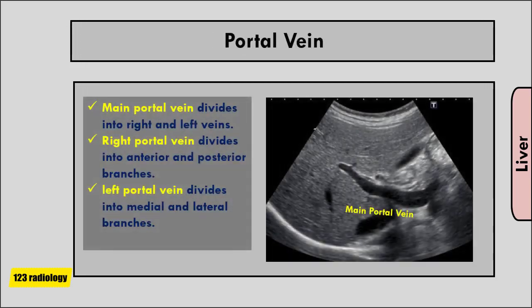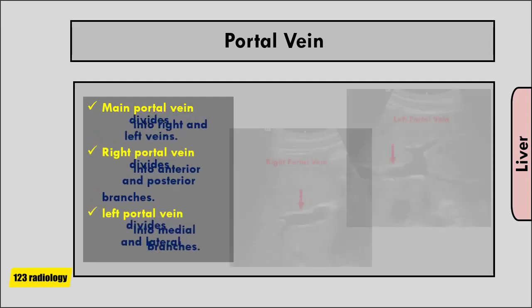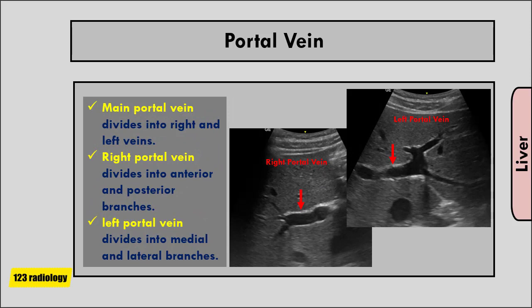The portal vein is formed by the union of all of the veins draining the intestine, spleen, pancreas, and gallbladder. It runs obliquely, upward and to the right, and reaches the hilum of the liver, accompanied by the hepatic artery and the common bile duct. Immediately after reaching the liver, the portal vein divides in the porta hepatis into right and left portal veins. The right portal vein divides into anterior and posterior branches. The left portal vein divides into medial and lateral branches. The left portal vein is in contact with the ligamentum teres.